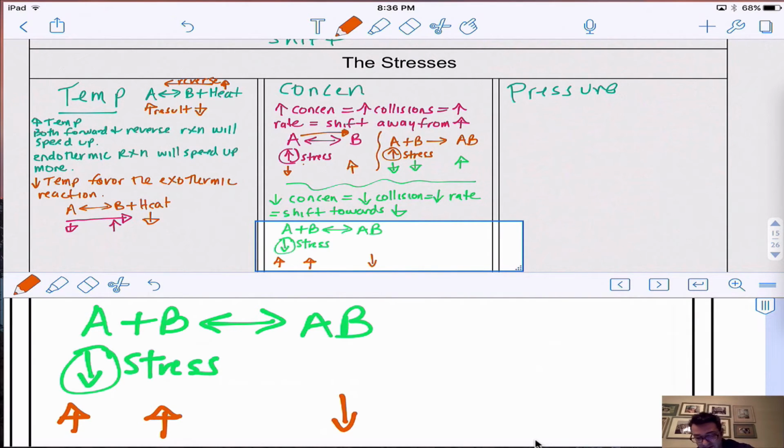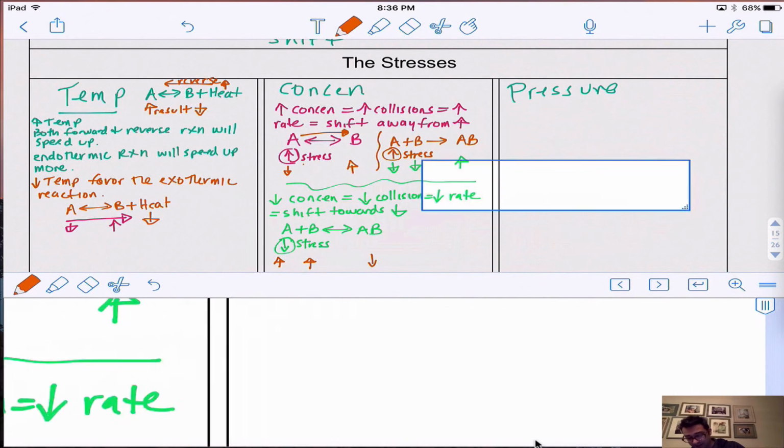So again, when you decrease the concentration, that decrease causes fewer collisions, in this case between A and B. That slowed down the forward rate where A plus B made AB. And as a result, the reverse rate looks like it's going faster. That reverse rate would then cause a shift to the left and a shift toward the decrease.